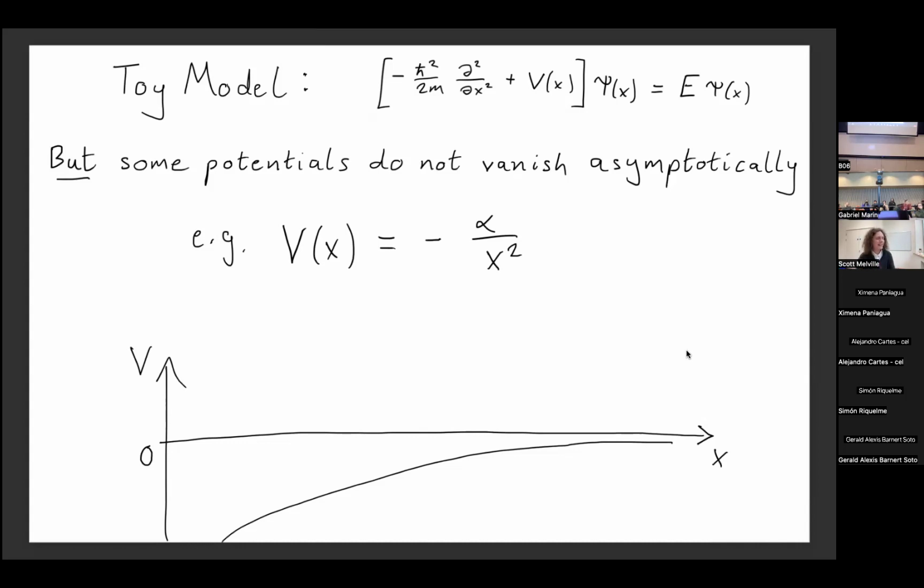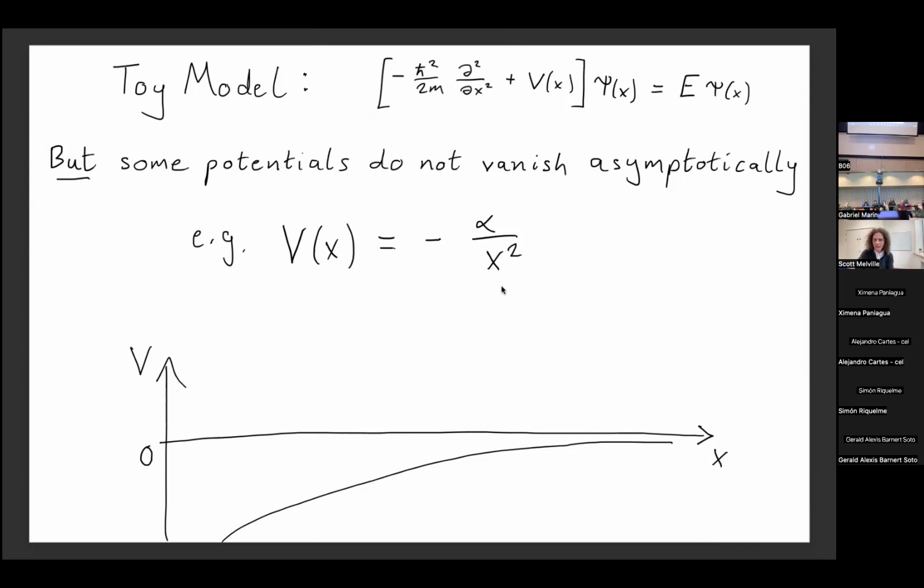This quantum mechanics example is nice because it lets us see exactly what kind of thing can go wrong. Suppose I have a potential which does not vanish asymptotically. So this is a potential which is no longer asymptotically flat. It's no longer going to zero at large and small x. It's a potential, I've just picked one that goes like 1 over x squared.